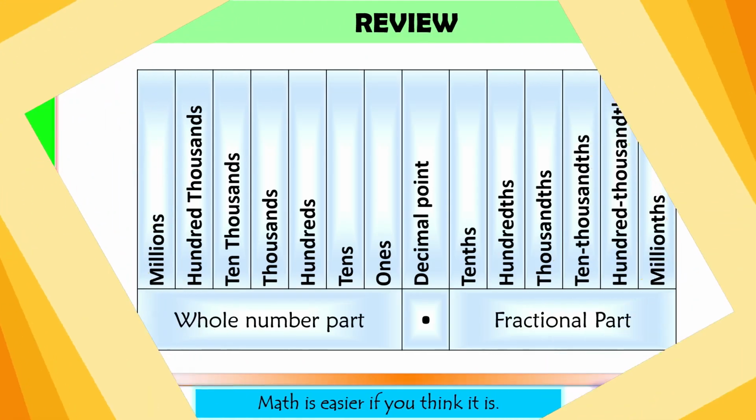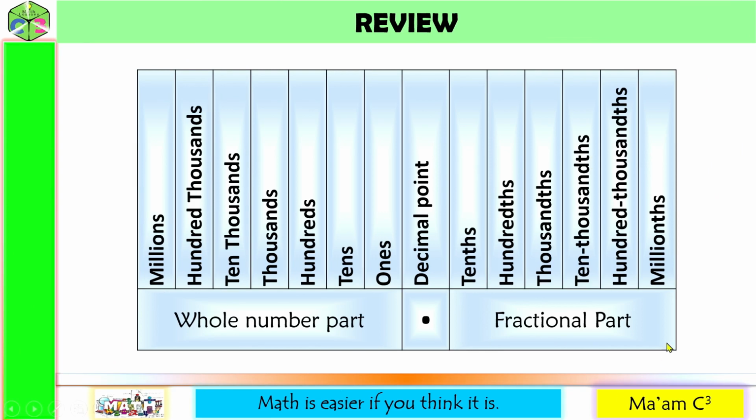Do you still remember the place value chart? From the decimal point going to the left is the whole number part. We have the ones, tens, hundreds, thousands, 10,000s, 100,000s, millions. From the decimal point going to the right is the fractional part. We have the tenths, hundredths, thousandths, 10,000ths, 100,000ths, and millionths.